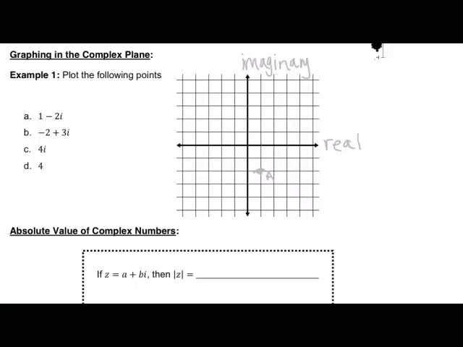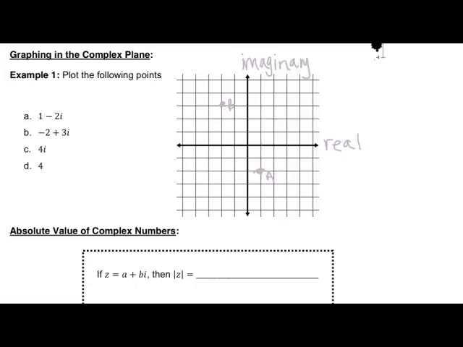So for part A, if we have 1 minus 2i, again start with your real number, which is a positive 1, so we're going to go over 1. And then we have minus 2i, so that would be a negative 2 on our imaginary axis. So we're going to go down 2. So our point for part A is right here. Part B, the same thing. So our real number is negative 2. So we're going to go to the left 2 because it's negative. We have a positive 3i, so we're going to go up 3. And our point for B is right there at negative 2, 3.